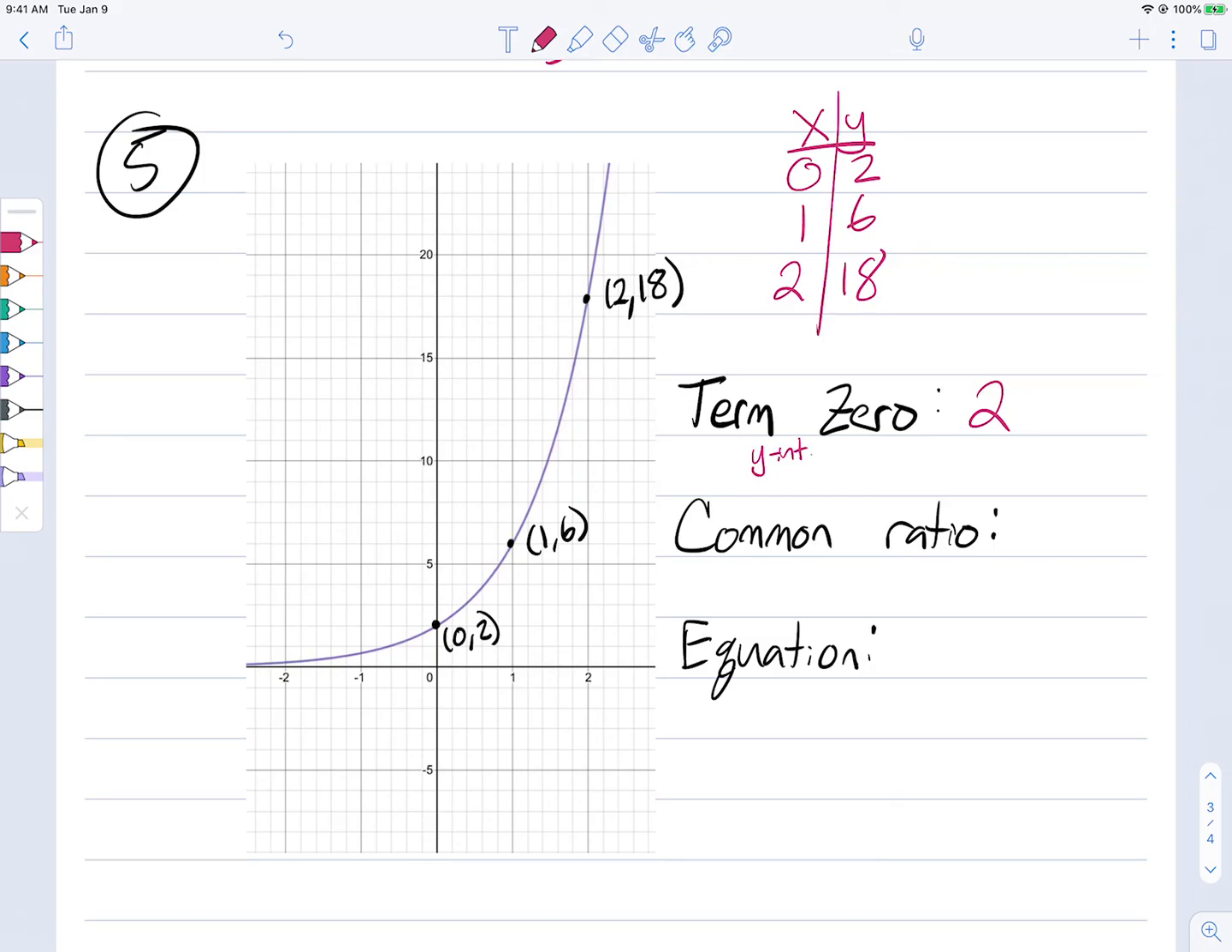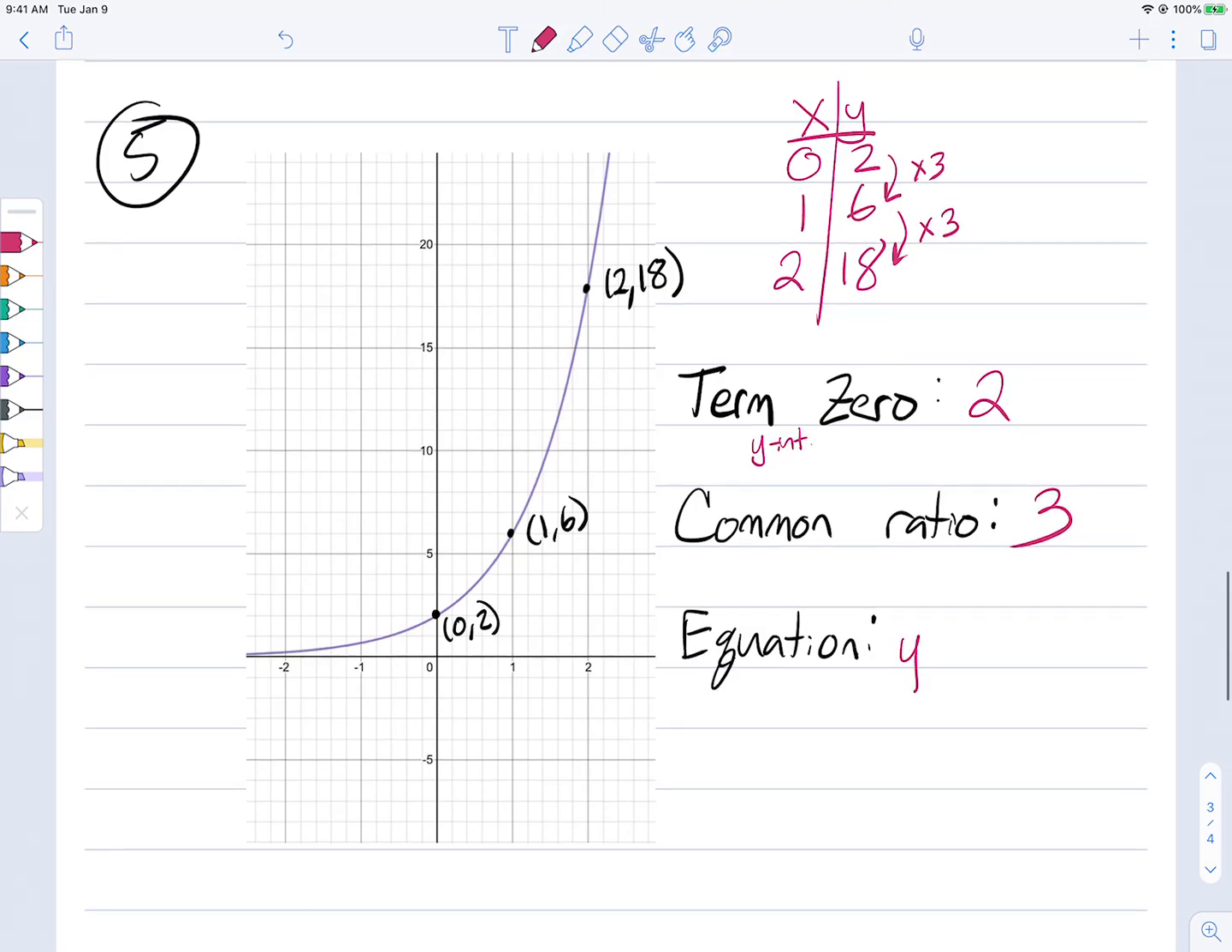For our common ratio, how do you get from 2 to 6? You multiply by 3. Is that the same for 6 to 18? Yes, it is. That means our common ratio is 3. So the equation of this graph is y equals 2 times 3 to the x power.